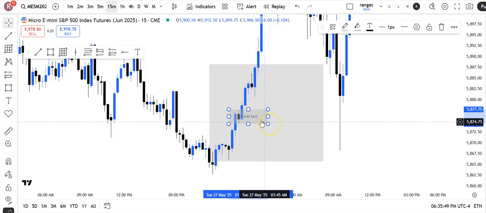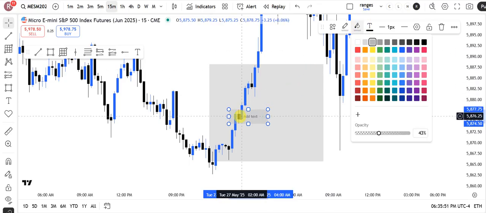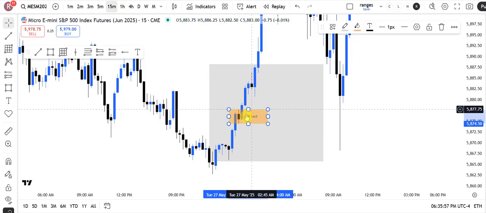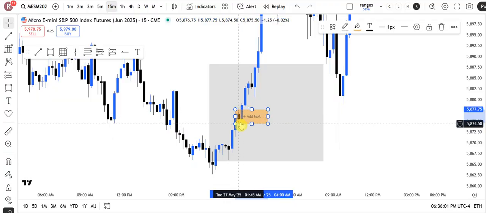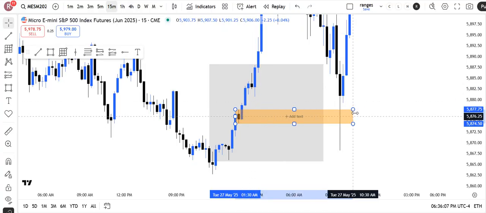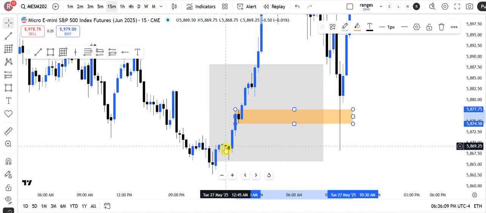So we have a down candle, and then the next candle closes above the opening price of the down candle. We take the full range of this candle from wick to wick, and this has created our order block. As we can see, it gets hit right there, trades through it, and where does it go? It goes down to here.